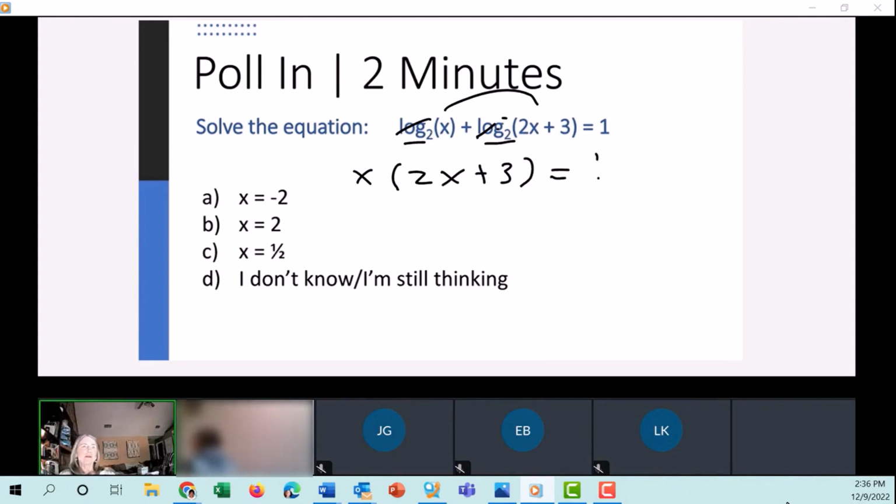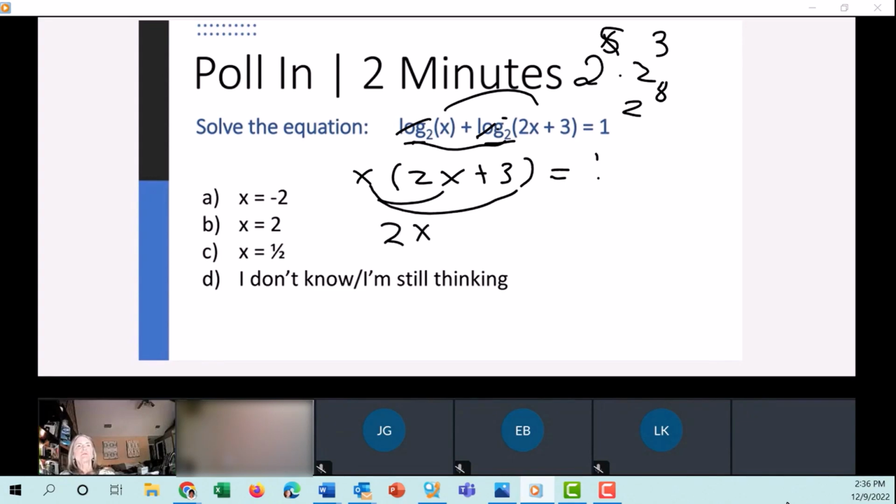Property of logarithms. Just like when you have exponents and you're multiplying them, you add the exponents. For example, 2 to the 5th times 2 to the 3rd is 2 to the 8th. When you're adding logs, we combine them by multiplying. So this simplifies to 2x squared plus 3x equals 1. All right, I'm going to resume my timer.